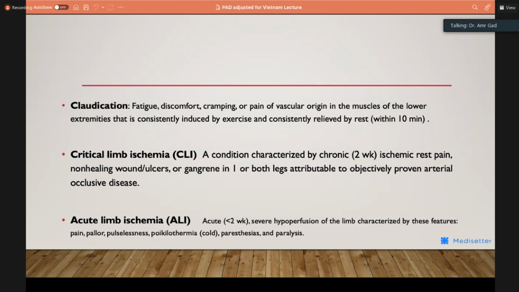Acute limb ischemia is when the ischemia presents for less than 2 weeks. Usually it is either embolic, due to acute embolism, and the source of emboli comes in most cases from the heart, or acute thrombotic ischemia due to thrombosis on an atherosclerotic ulcer, or lastly, the last cause is arterial injury.